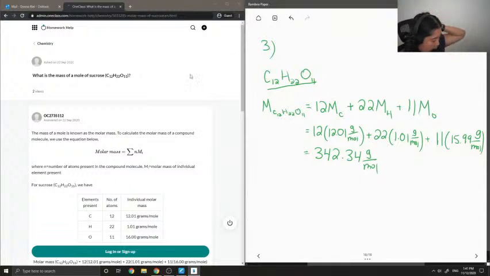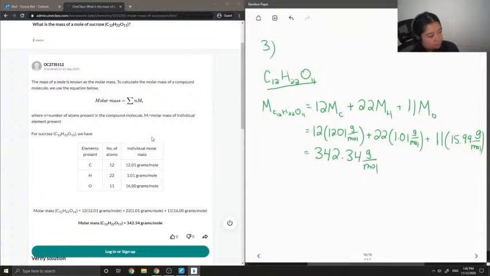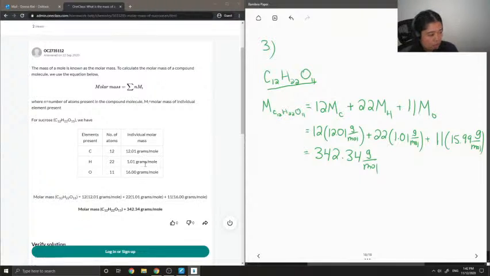So let's see what our junior tutor said. The mass of a mole is known as the molar mass. To calculate the molar mass of a compound molecule, we use the equation below. The molar mass is equal to the sum of N times Mi, where N equals the number of atoms present in the compound molecule, and Mi is equal to the molar mass of individual element present. So here they just summarized how many atoms of carbon, hydrogen, and oxygen there are, and also their individual molar masses.